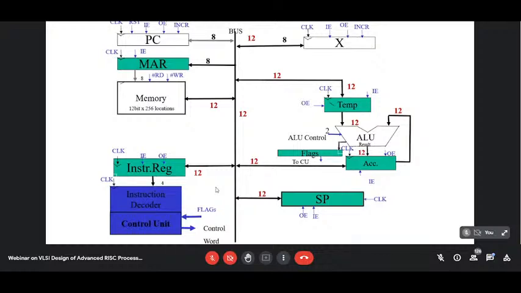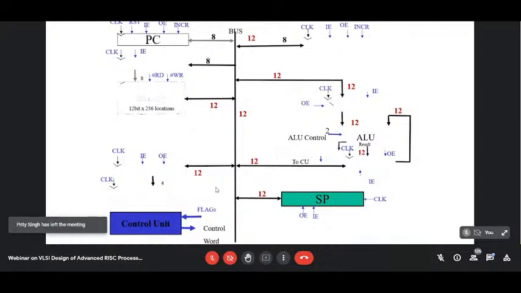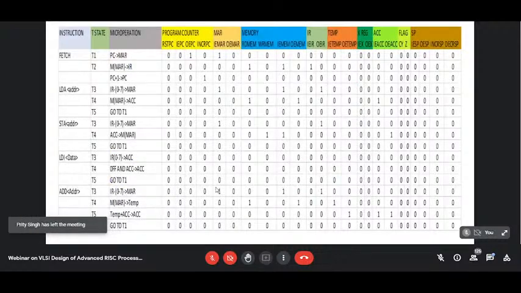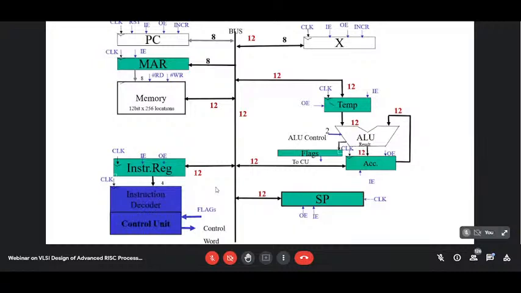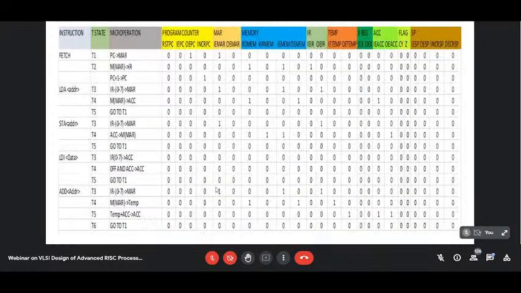So at T1, what happens? At T1, PC goes to MAR. We just see the third column here, micro operations. The T states are written in the second column. In the first column is the instruction. Fetch is not an instruction, but I have written it here to understand, because the fetch will be common for all the instructions. So at the T1 cycle, the PC contents go to MAR. Then at the T2 cycle, what will happen? Memory contents will go to the instruction register. So the memory pointed to by MAR goes to the instruction register. Exactly that is there.